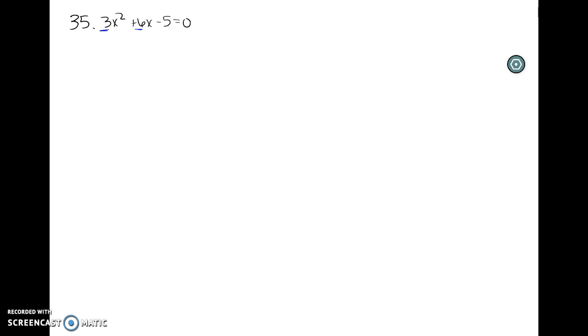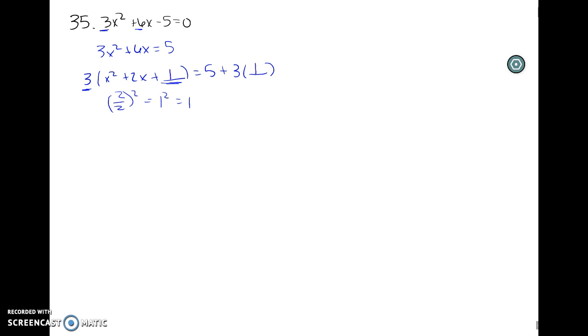So first thing I'm going to do is move the 5 over. You get 3x squared plus 6x equals 5. Then factor out the 3 and leave your blanks. 3 times x squared plus 2x plus blank equals 5 plus 3 times blank. Okay, so remember to multiply the 3 times the blank when you add it to the right side. Then take your middle number divided by 2. 2 divided by 2 squared gives you 1 squared, which is 1. 1 goes in that blank, 1 goes in that blank.